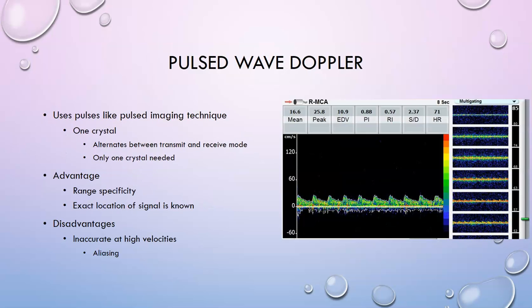So pulse wave Doppler uses pulses like any other pulsed imaging technique. It utilizes a single crystal. It alternates between transmitting and receiving modes, and we're very familiar with that now. Only one crystal is needed. It has the advantage of providing range specificity, so we know the exact location that the signal is coming from. Its biggest disadvantage is that at high velocities, it becomes inaccurate due to aliasing. And by now you're probably going, okay, what the heck is aliasing? This has come up like 12 times in the conversation. Well, we'll get there before the chapter's over. Trust me.